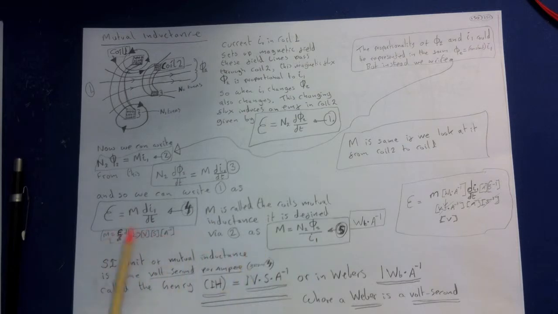So we've got two ways of defining the units for this, and in fact these two equivalent units are described as 1 Henry. So just to keep it simpler, in honour of Joseph Henry, one of the discoverers of electromagnetic induction, the unit of mutual induction is 1 Henry, which is equivalent to 1 volt second per ampere, or in Webers, 1 Weber per ampere, where a Weber is a volt second. So that covers mutual inductance.